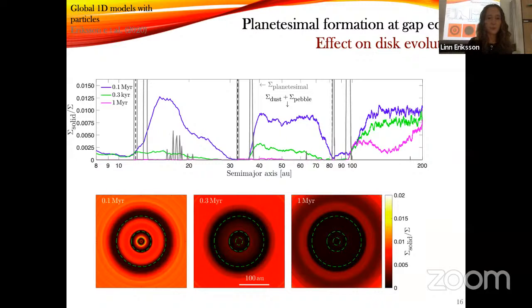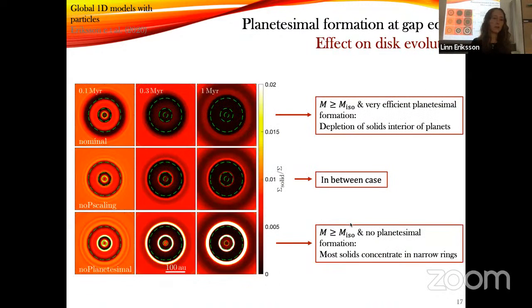Okay, but what we see here is what happens when we have the upper limit on planetesimal formation. The opposite case would be if we don't have any planetesimal formation at all. That's the bottom row here. And then you instead get these very bright rings of dust and pebbles, and also some pebbles in the inner disk. So in reality, we're going to be somewhere in between these cases. Here's just an example of that.